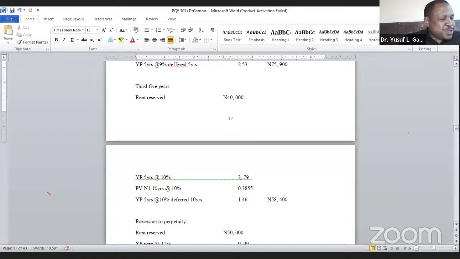So reversion to perpetuity. When it reverts after the 15 years, the interest will revert back to the owner. Now, rent reserve is 50,000. It's been reviewed. YP at 11 years is that. PV at 15 years, 11% is that. So YP perp is 1.8998. When you multiply, you have 94,000. So the capital value is 309,990.